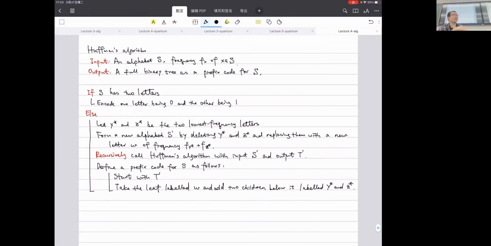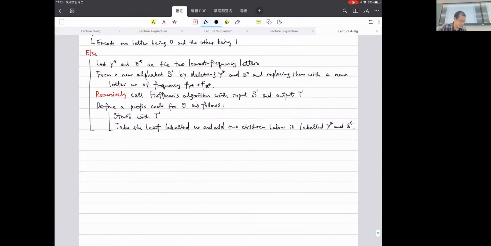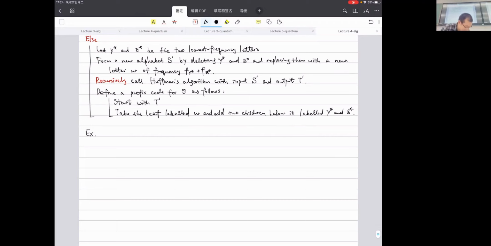Any questions about the statement of Huffman's algorithm? I think the intuition is clear, but let's nevertheless run an example. Let's consider the very first example we were talking about: F_a equals 0.32, F_b 0.25, F_c 0.20, F_d 0.18, F_e 0.05. Let's run Huffman's algorithm on this.